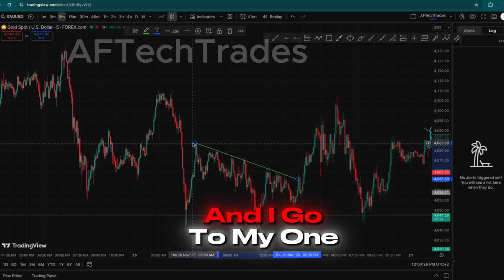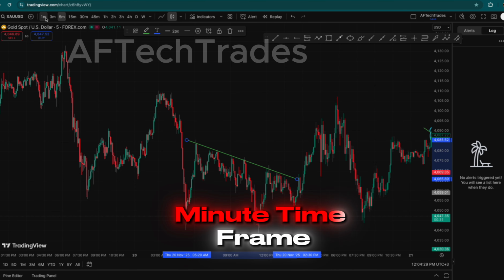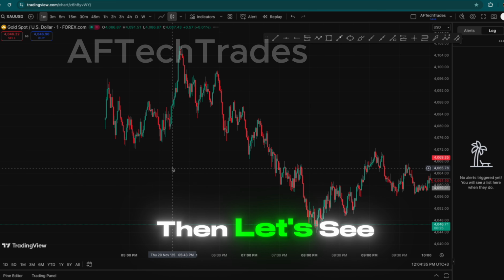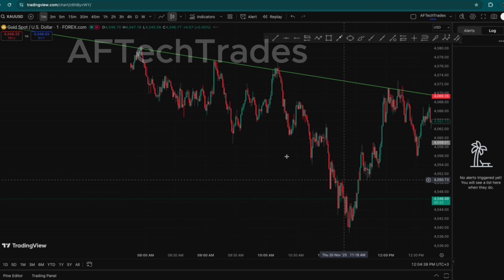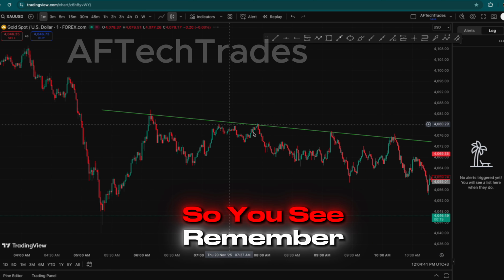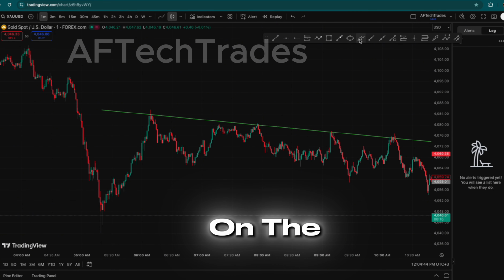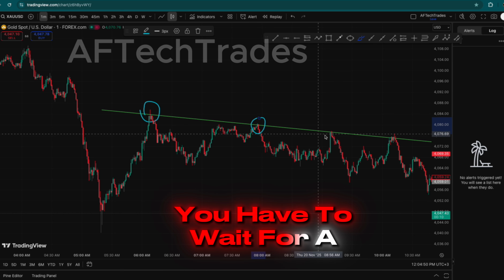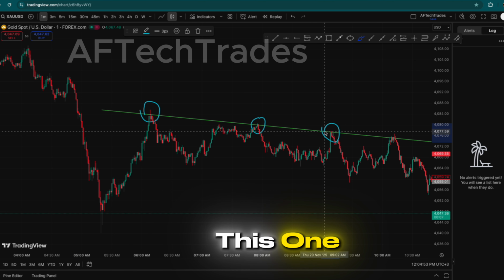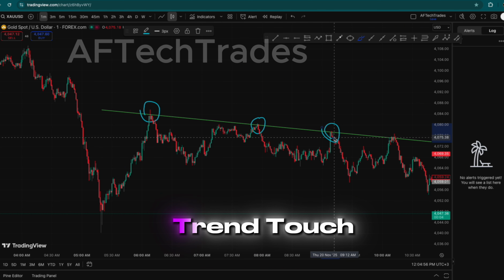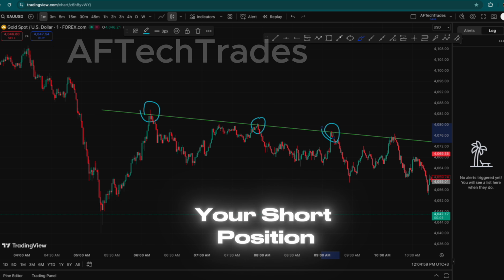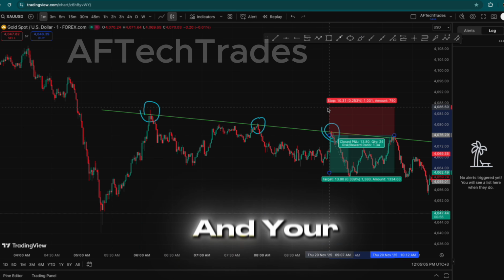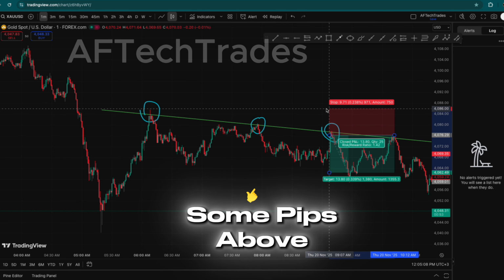If I mark this zone and I go to my 1-minute time frame, you see what happened. This was the trade we took. Then let's see how that one plays out. Remember our rule is that we are not taking this trade on the first trend touch or second trend touch. You have to wait for a third trend touch, which is this one. Now you take your short position, and your stop loss will be some pips above your trend line.